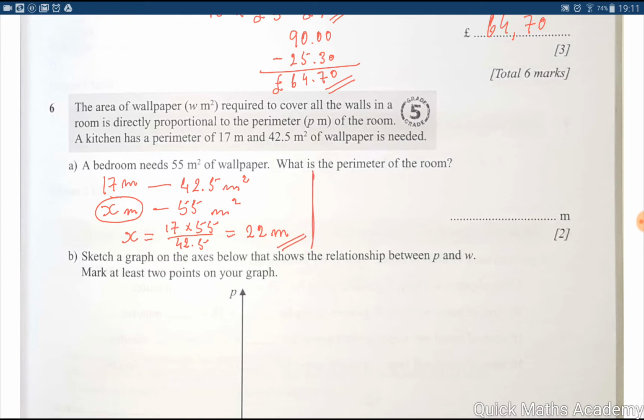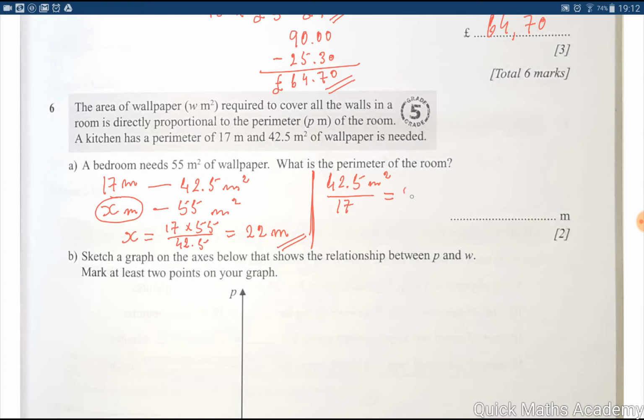Now, the other way of doing it, the complicated way, I can work out for each meter how much square meters I need. So I do the other way around. If I have 42.5 meters squared for 17 meters, how much is for 1 meter? If we do this calculation, we have 2.5 meters squared.